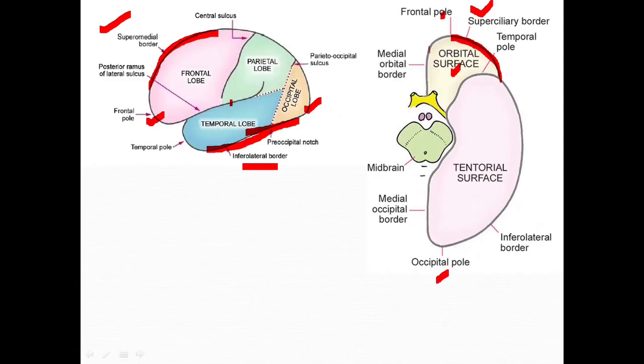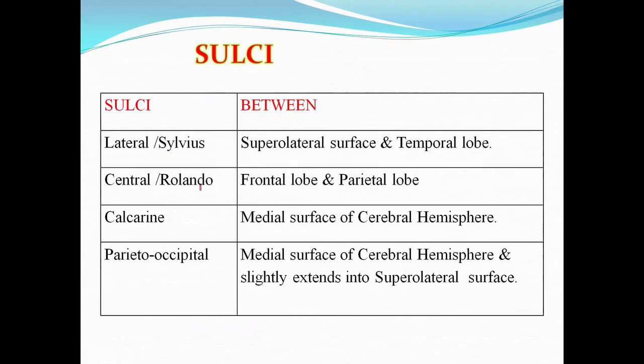The orbital surface is separated from the medial surface by the medial orbital border. As we said previously, the inferior surface tentorial part will have the hippocampal gyrus and uncus. It is separated from the medial surface by the medial occipital border, and the inferior surface is separated from the superolateral surface by the inferolateral border. That's how all the borders can be shown on the different surfaces.